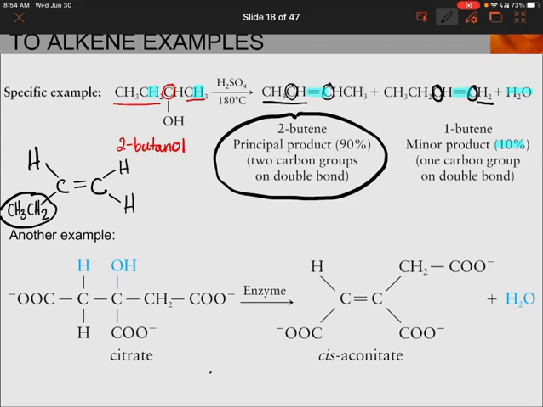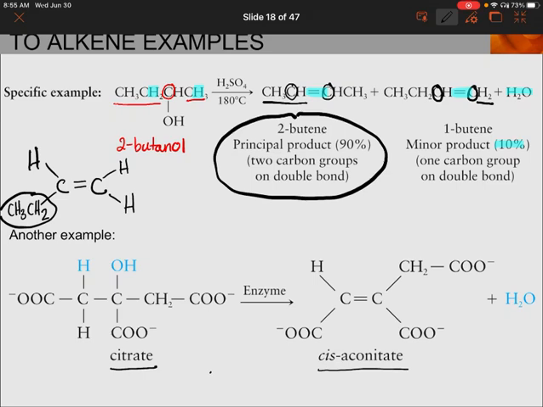Now let's look at a biological example of a dehydration reaction. In our cells, we're constantly producing energy. And we produce energy through what's called the citric acid cycle. Now, the citric acid cycle has a lot of different steps in it, but one of the steps is converting what's called citrate to cis-aconitate. I think I'm pronouncing that right. Some of these names are hard to pronounce.